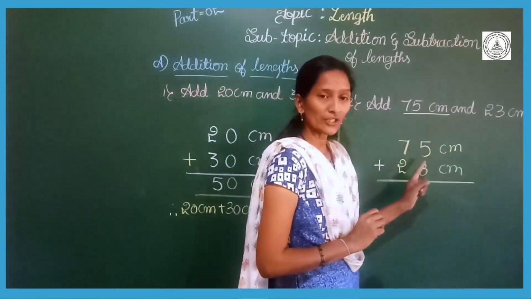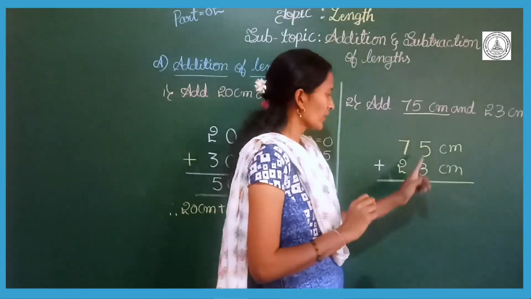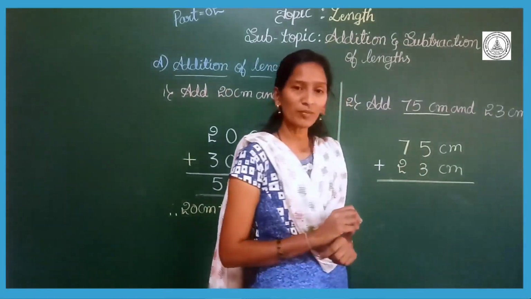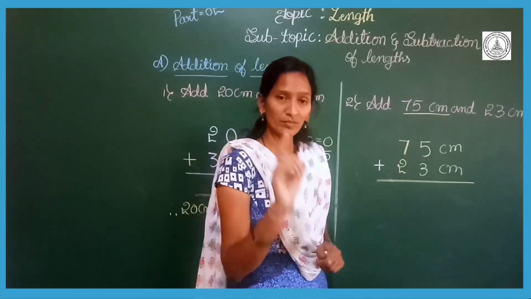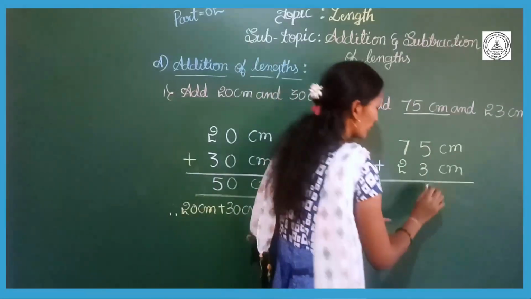See, first you have to add the numbers in the ones column. 5 plus 3. What is 5 plus 3? Yes, 5 plus 3 is 8. So write down 8 here.